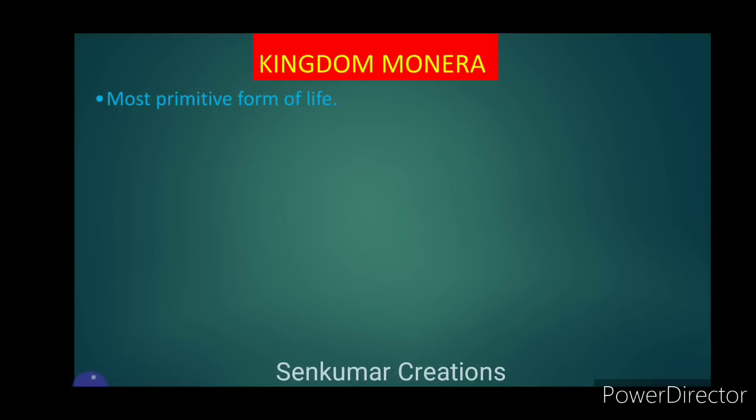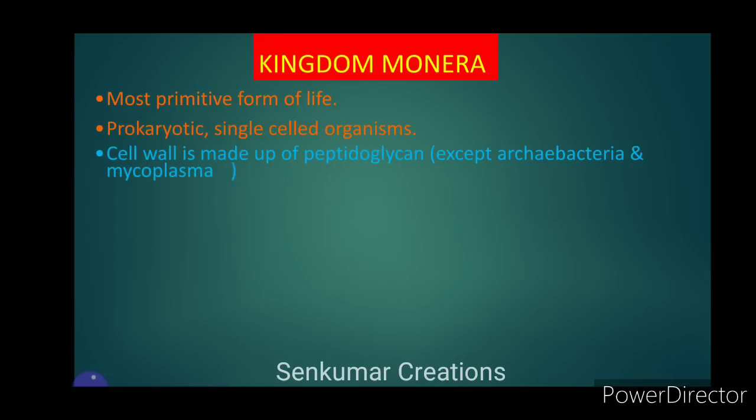So mostly the primitive form of life is found during the very ancient time, the very first formed organism, so we can call it the most primitive form of life. And Monerans are prokaryotic and single-cell organisms. Prokaryotic, in the sense I told you, means absence of a nucleus, and they are all single-cell organisms. The organism is made up of only one cell, and that one cell performs all the life processes. And the cell wall is made up of peptidoglycan, except in the Archaebacteria and Mycoplasma.